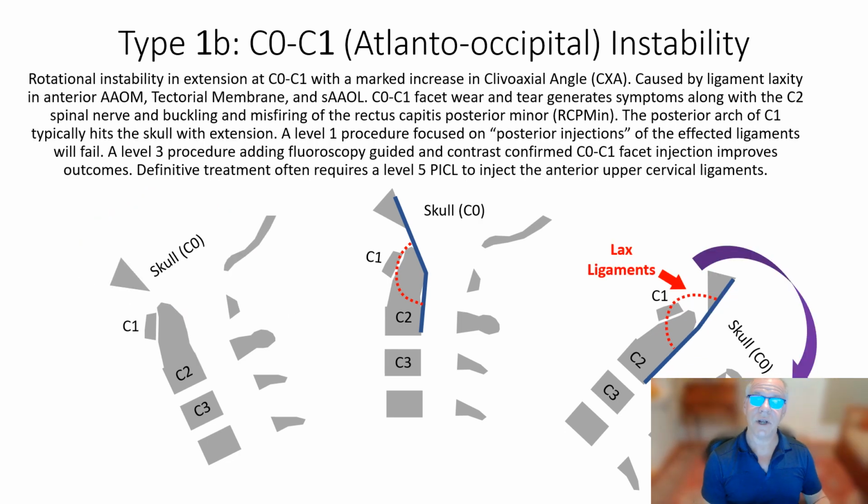So here we're just going to do the same thing, but in extension. Here the clivoaxial angle increases as the skull rotates too far backwards. Now, here our lax ligaments are in the front. So we can inject the posterior ligaments with posterior prolo all day long, and it's not going to do anything. In fact, we're going to need a level 5 procedure, PICL, to get these ligaments.